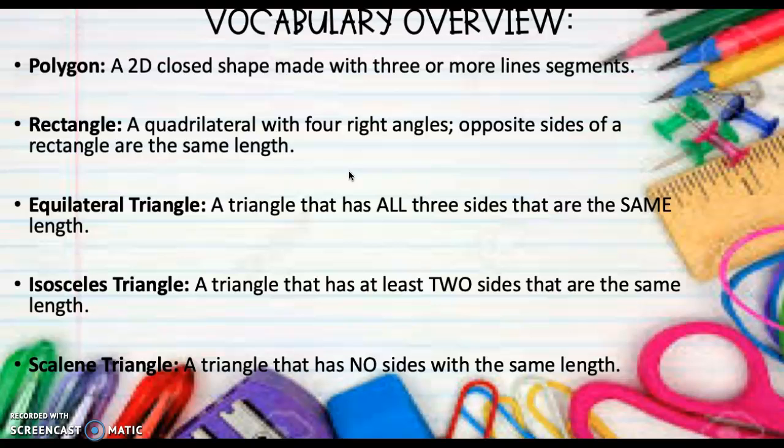And then your last one is a scalene triangle. And that's a triangle that has no sides the same length. So this one has one side that's really, really long, and one that's kind of long, and then we have one that's short. So you have a triangle that has 3 different sides. All sides are unique.